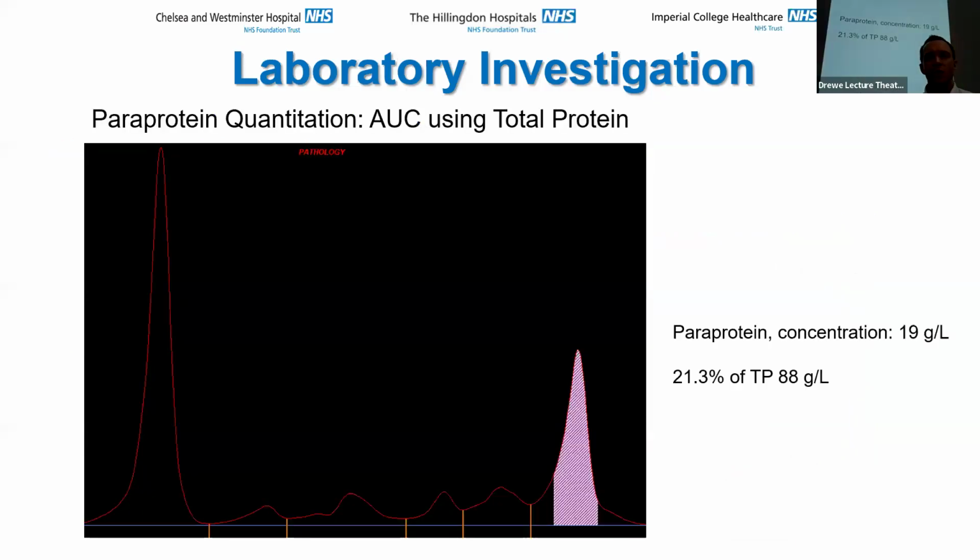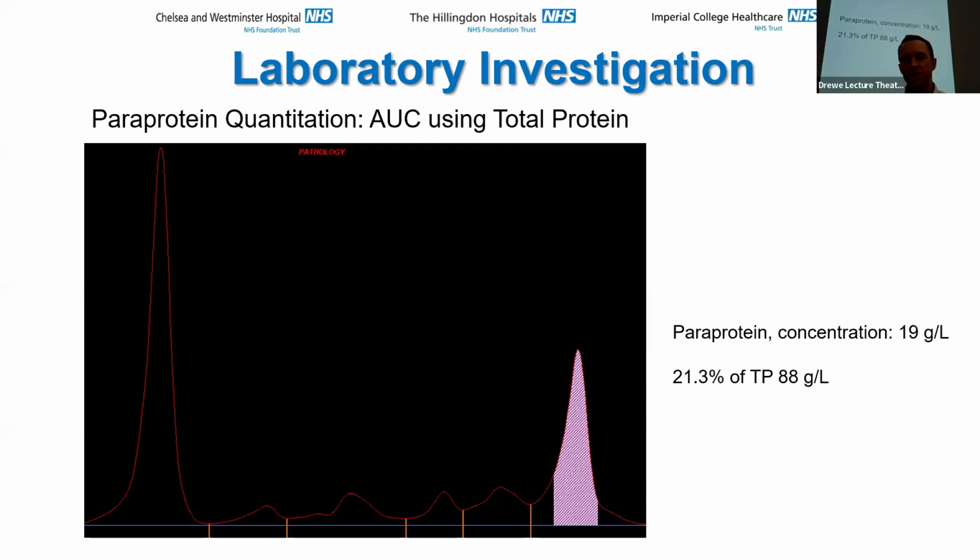So we quantitate all the paraproteins by very simply using an area under the curve relative to the total protein. So your total protein method will contribute a fair amount of error to your quantitation. Just bear that in mind if there are any issues with your total protein method within your auto lab, but most methods are fairly robust. And there is actually fairly little variation amongst well-trained staff when they're looking at the area under the curve.